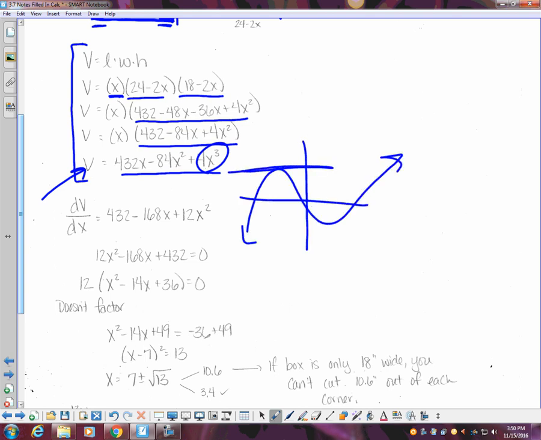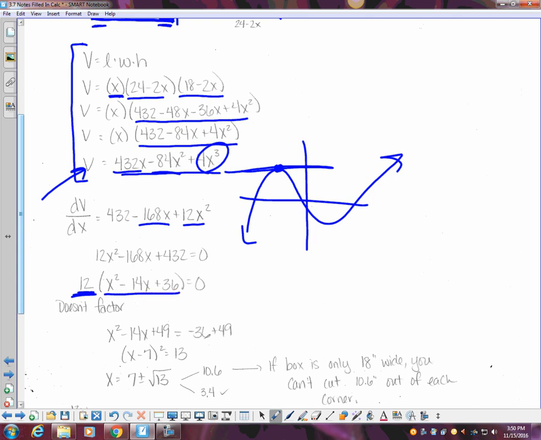And I want to maximize the volume. So I need to find that hump right there. So that's why I take the derivative. So pull the 2 down, knock the power, pull the 3 down, and knock the power down by 1. Set it equal to 0. To make life easier, I tried the GCF of 12. They're even. I know I can take a 2 out. I tried GCF of 12, and it worked.